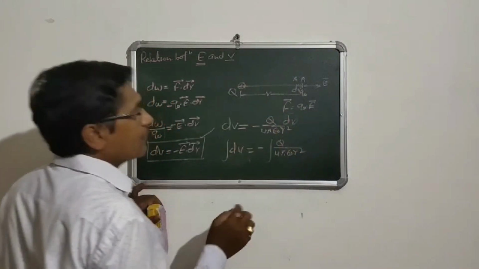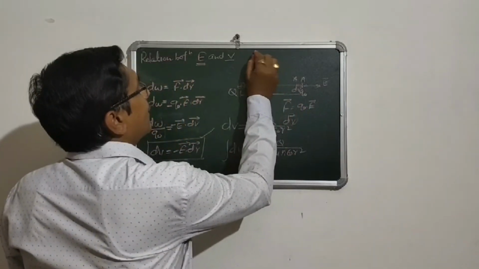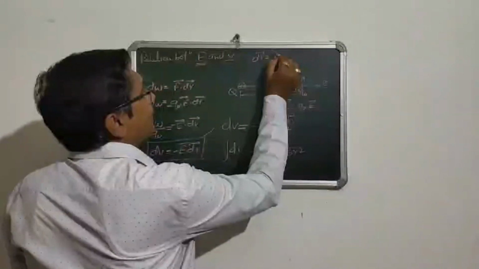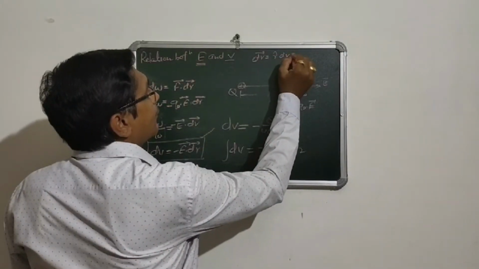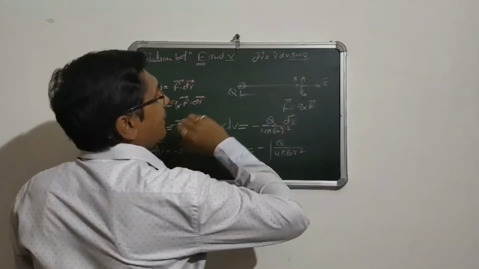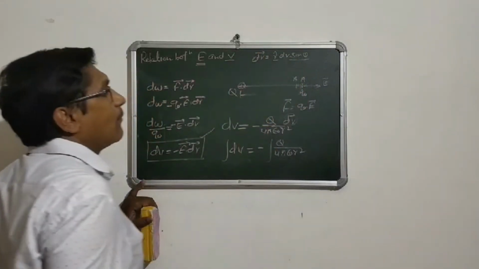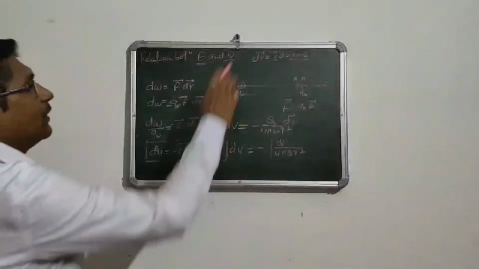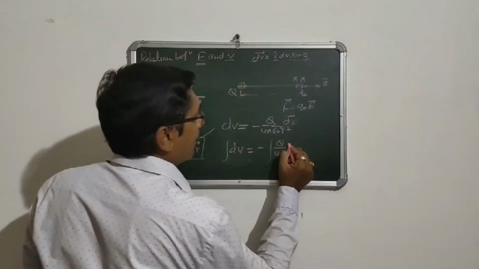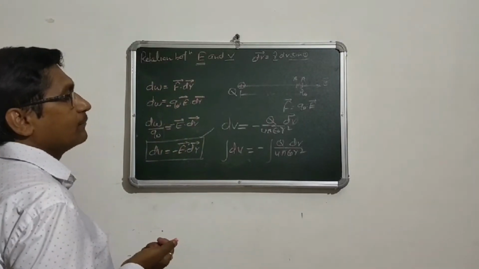Here E dot dr equals magnitude of E, magnitude of dr, cos theta, and theta equals 0 degree. r cap is a unit vector, so E dot dr equals E dr. That's why we use here dr. Clear?